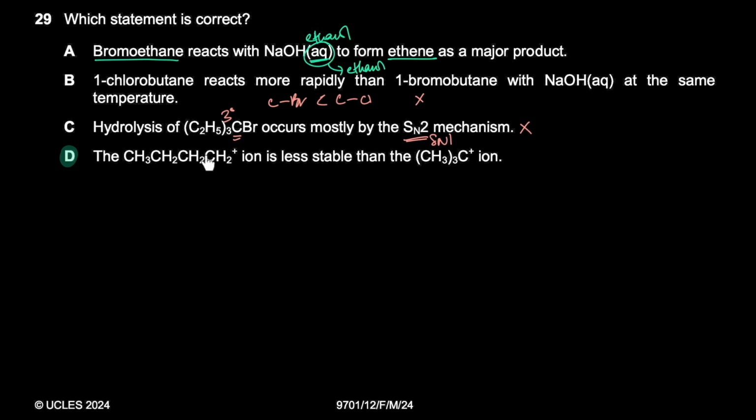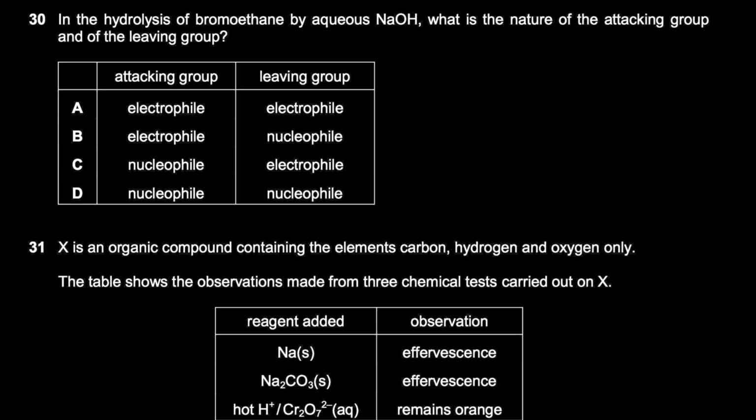This is a primary carbocation, right? The carbon with the positive charge is bonded to just 1 carbon. So we have a primary carbocation, which is less stable than the tertiary carbocation, right? And that is true. A tertiary carbocation, the carbon with the positive charge is bonded to more carbons, and that is more stable due to the positive inductive effect of the alkyl groups.